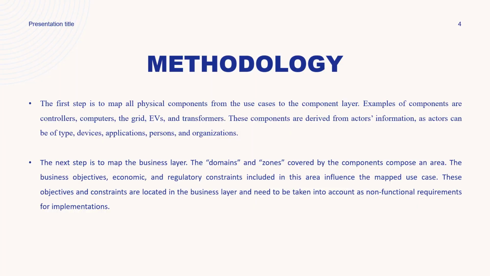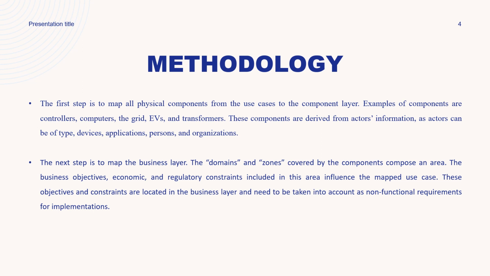Methodology. The first step is to map all physical components from the use cases to the component layer. Examples of component layers are controller, computer, the grid, EVs and transformers. These components are derived from actors' information, as actors can be types of devices, applications, persons and organizations.